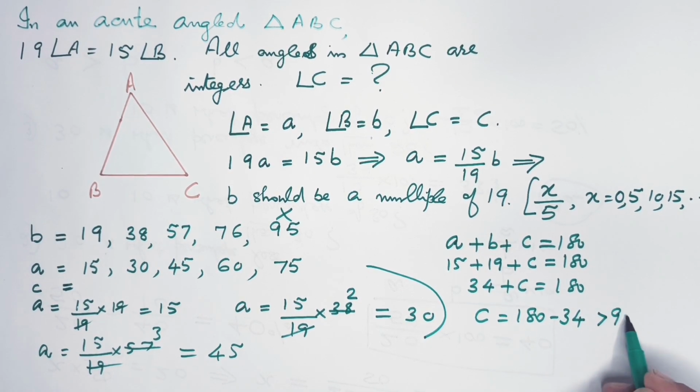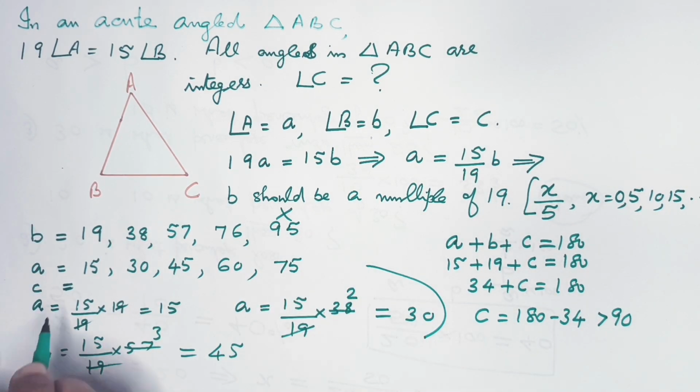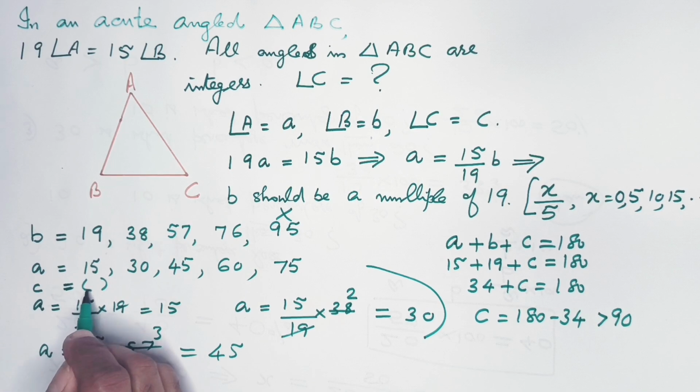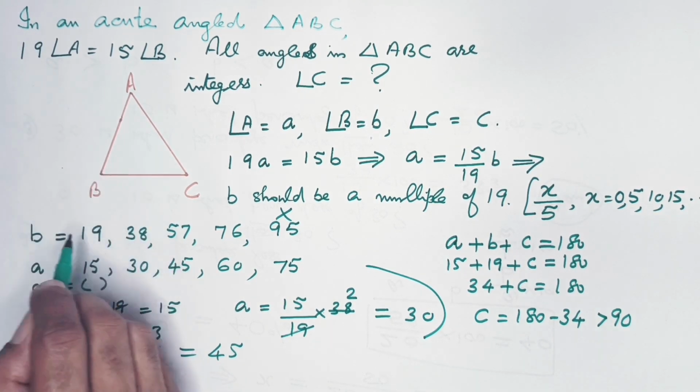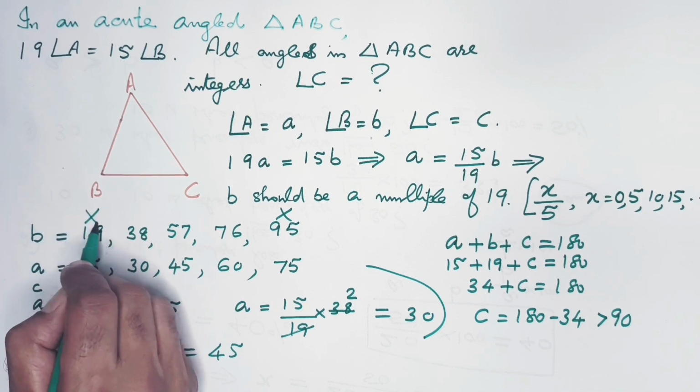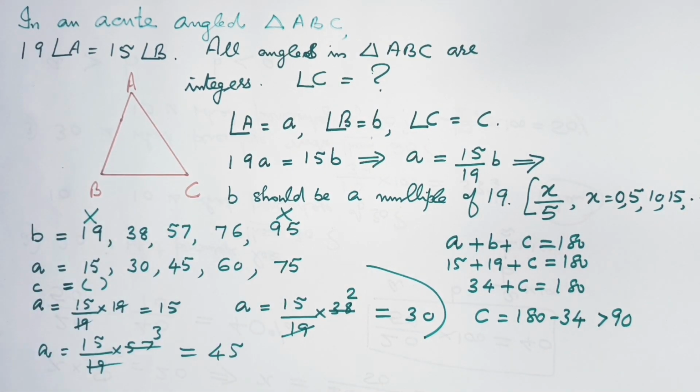This is greater than 90, which it cannot be because C is also one of the angles of this acute angle triangle. So the value you are going to get here is bigger than 90, and these values don't fit into an acute angle triangle. So let's drop these values.